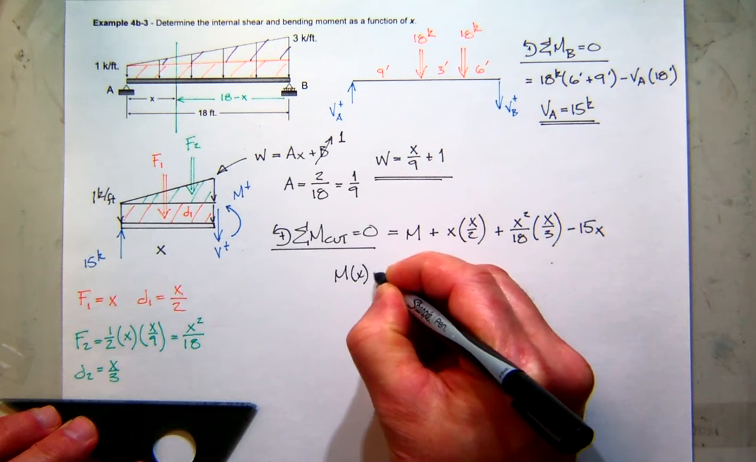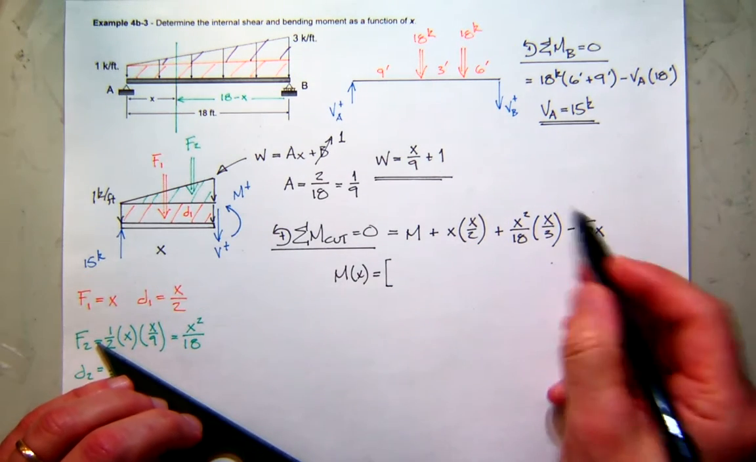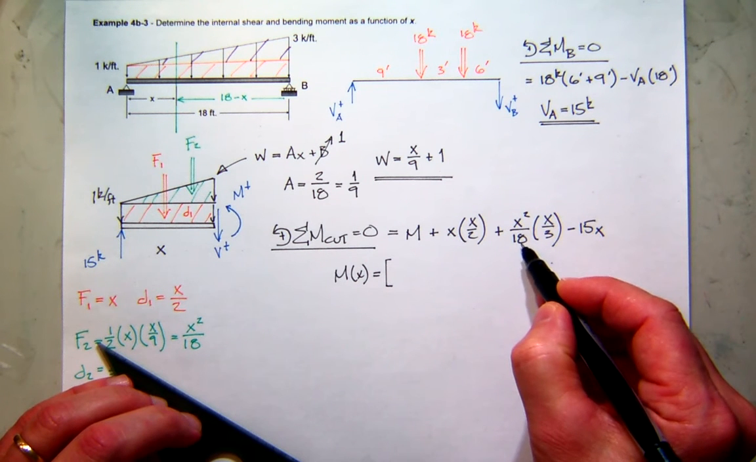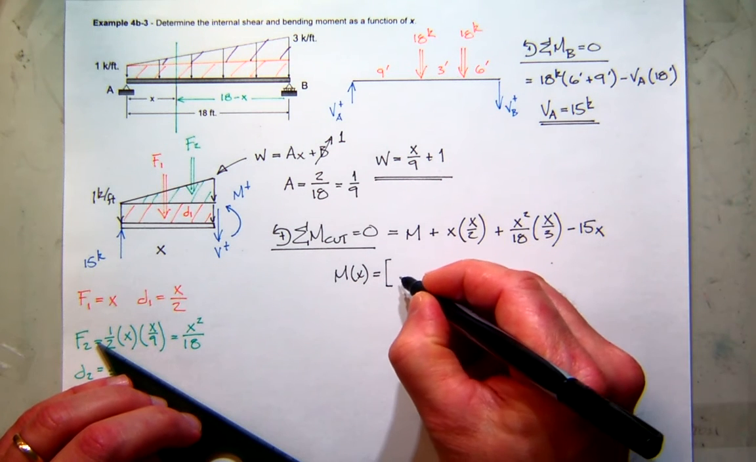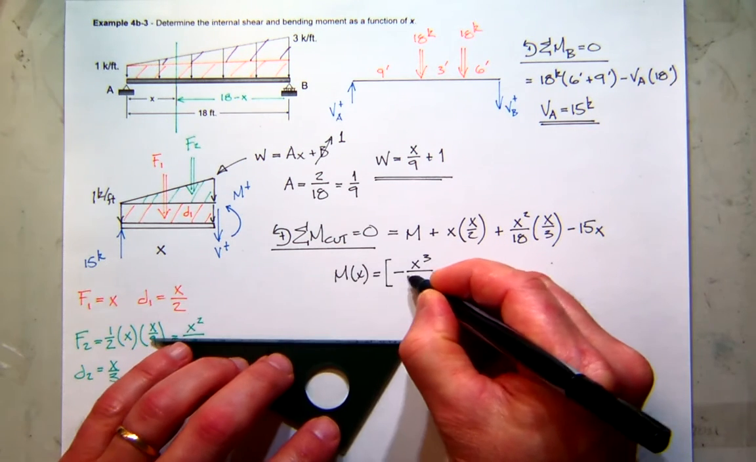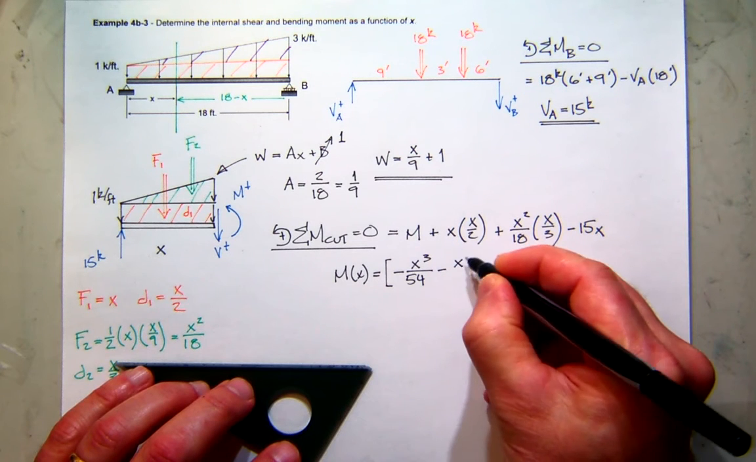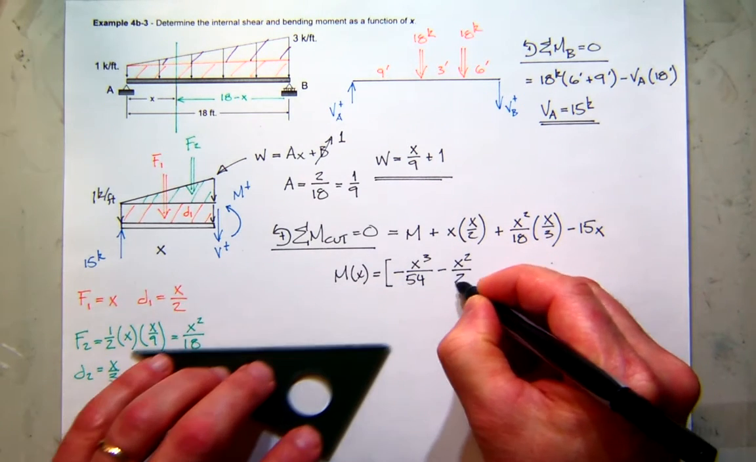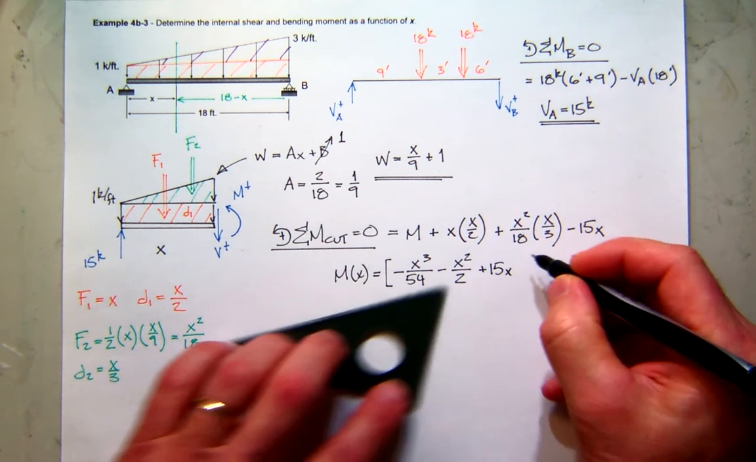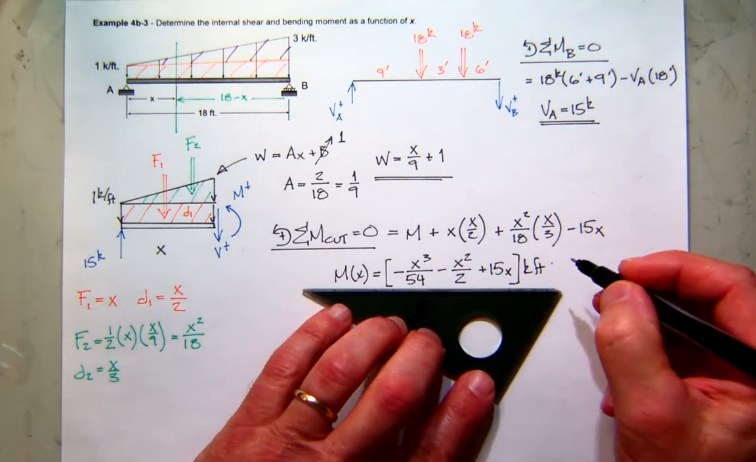So the moment as a function of x is going to be, I'll put everything on the other side of the equation. I'll rewrite them. So this looks like it's going to be x cubed over 54, and that will be negative. So x cubed over 54. This is going to be negative x squared over 2. And move that to the other side. It's going to be positive 15x. And that should be the moment with units of kip feet.